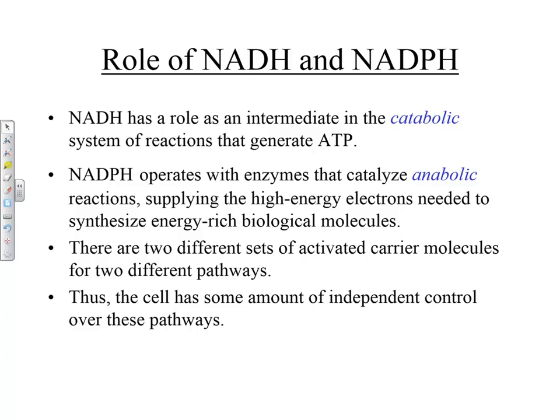The difference is that one of them is used to break down, let's say, glucose. Your cell has to break down glucose to get energy. So that is a catabolic pathway, where you're trying to break down something and you're really interested in the energy.